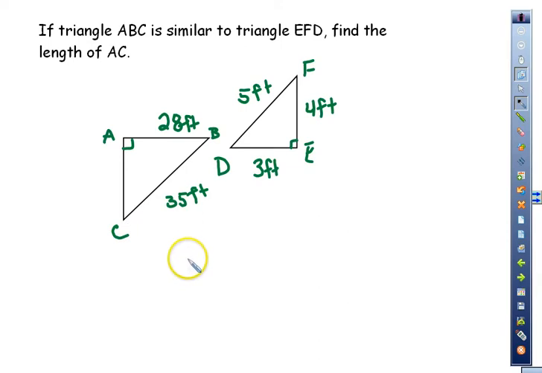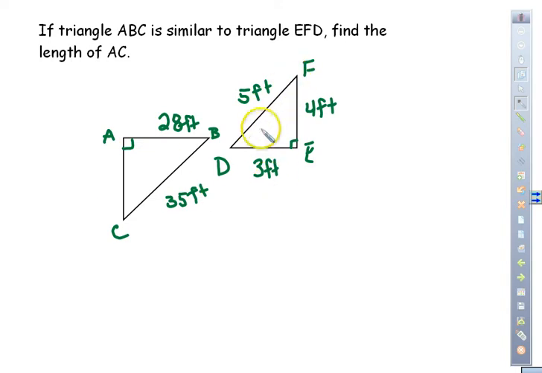Now let's look at this one. It says if triangle ABC is similar to triangle EFD, find the length of AC. We've got to find the length of this. So how are we going to do that? Well, we have to find a constant ratio for that and see what the other ones are to make it similar. So it's a matter of simply saying, what do we have that is similar? And this is flipped around, so we have to be very, very careful with this.